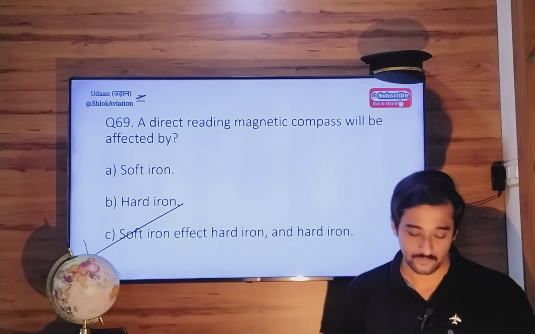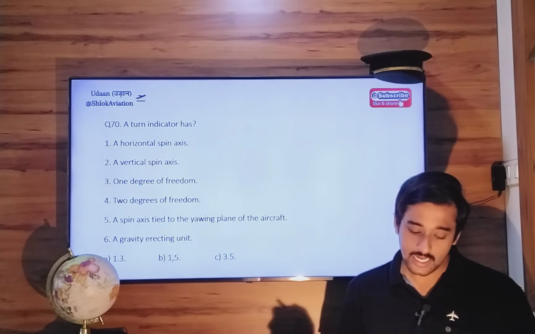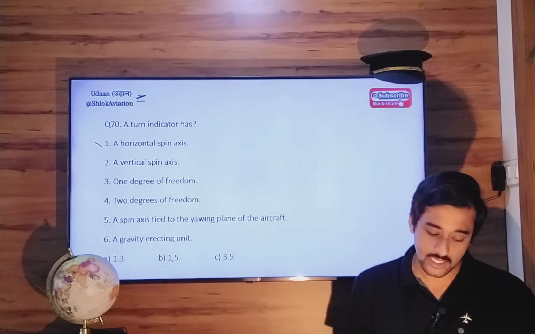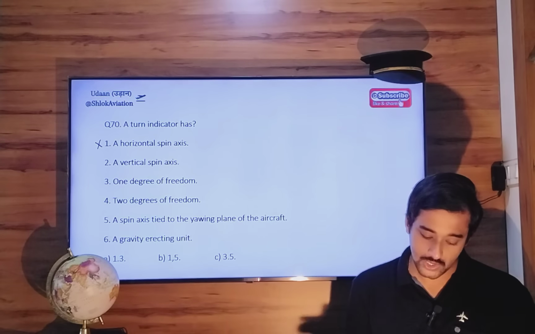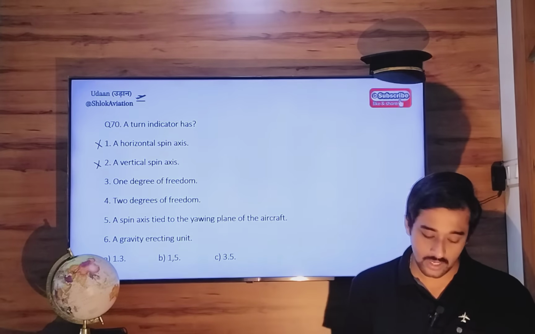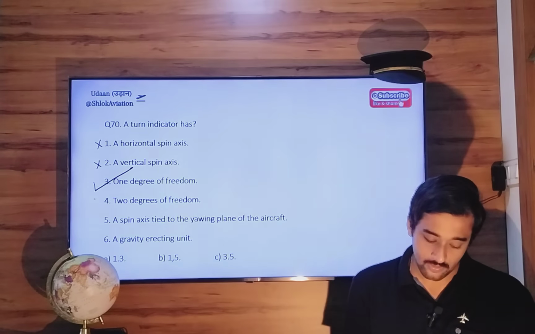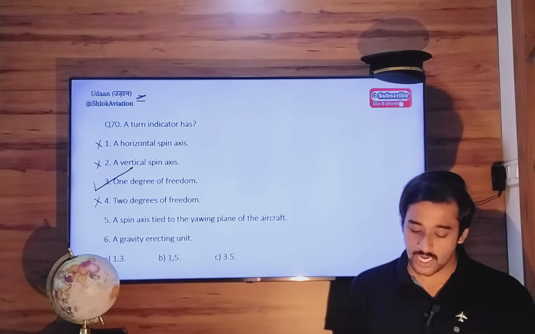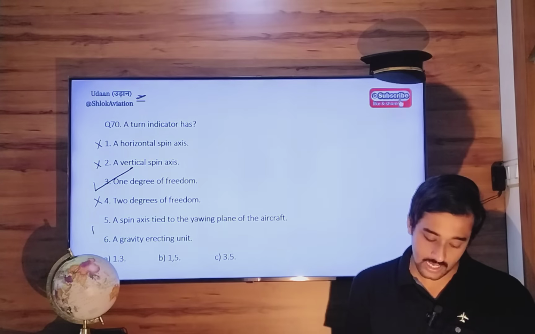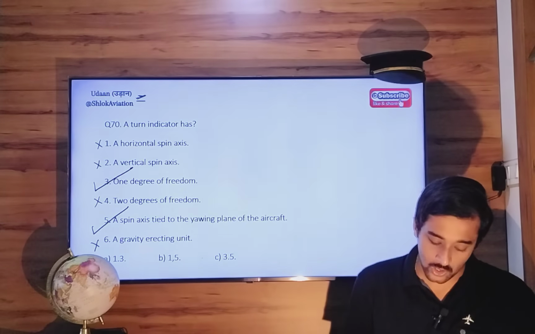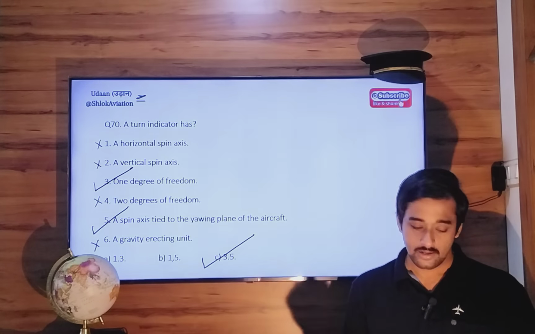So both of them. A turn indicator has a horizontal spin axis, no. Vertical spin axis, no. 1 degree of freedom, yes. 2 degree freedom, no. A spin axis tied to the yawing plane of aircraft, yes. A gravity erecting unit, no. So 3 and 5 are the right options. So option Charlie. Okay.